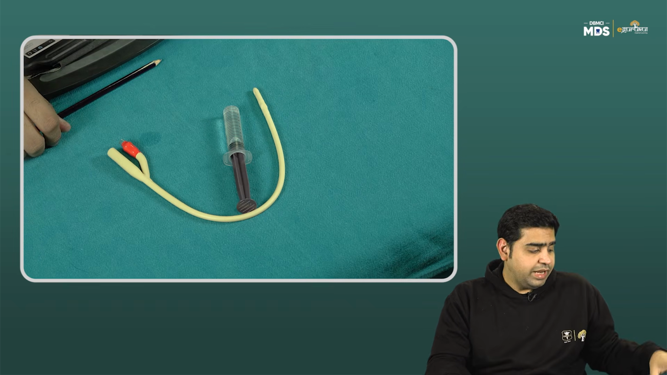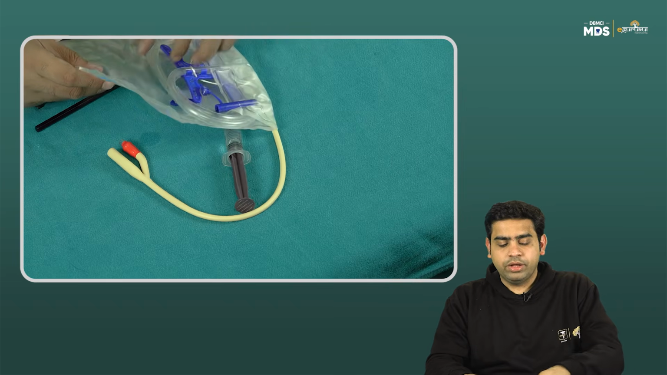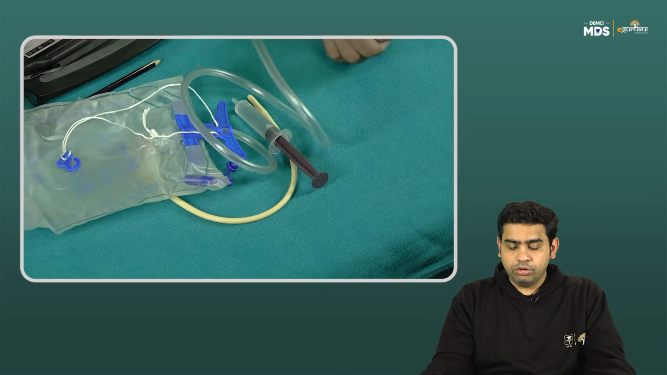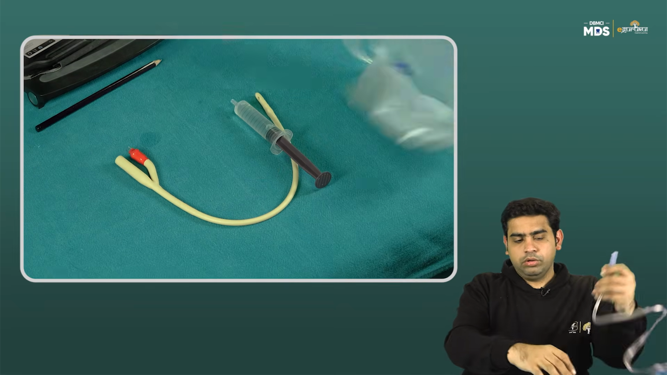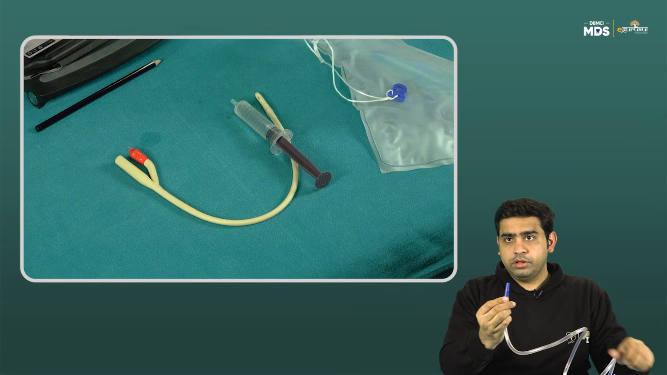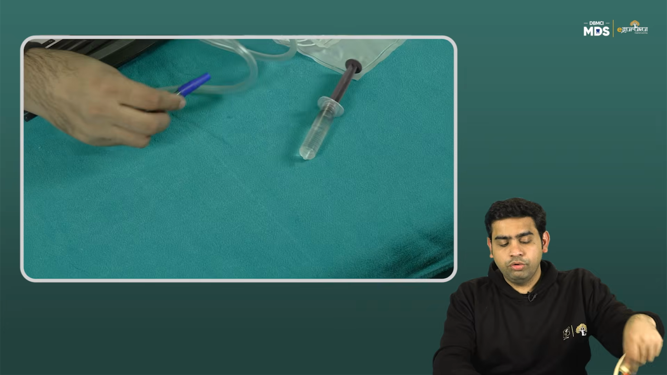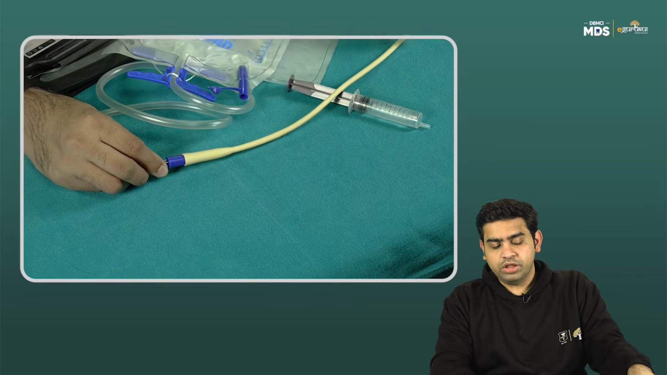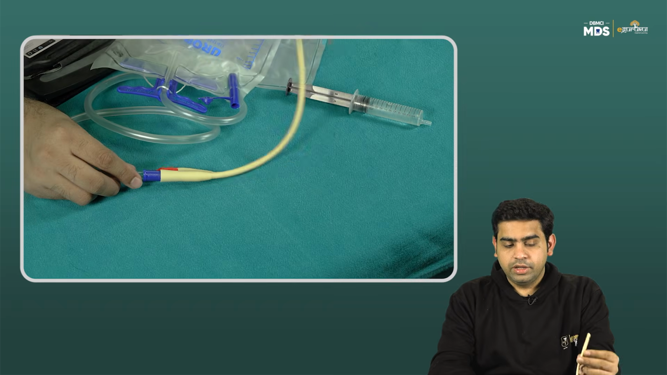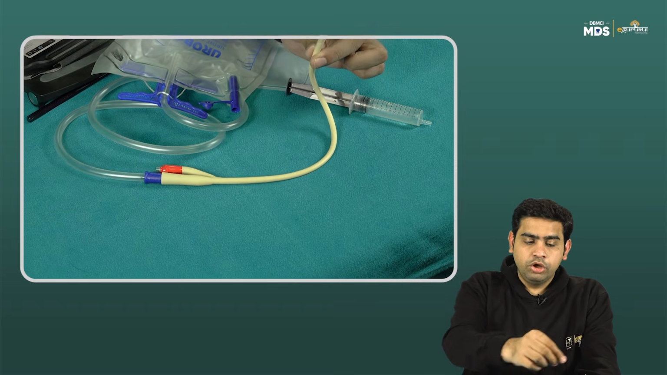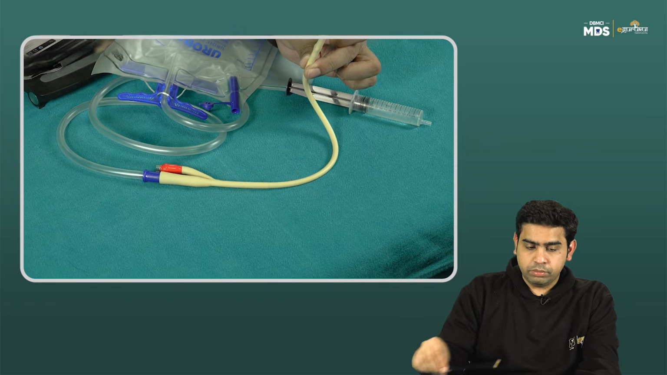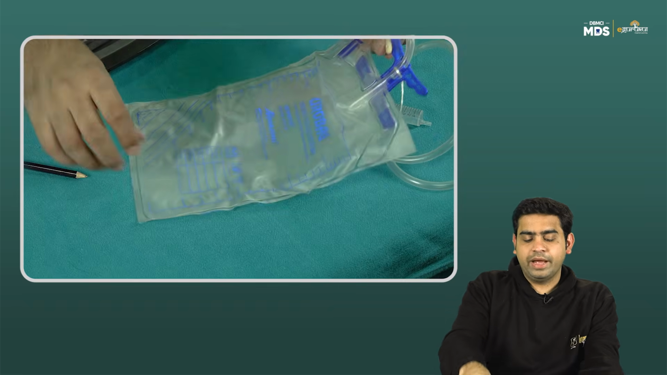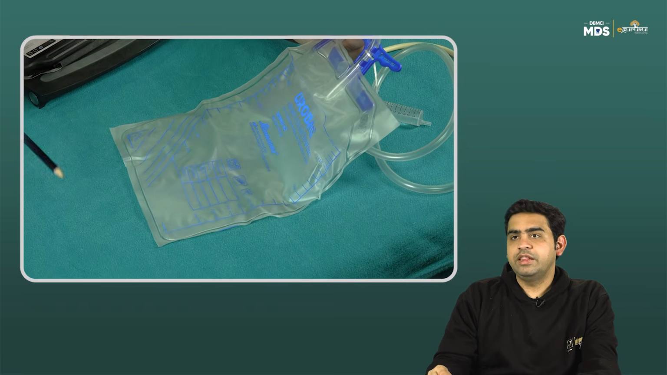Now lastly, I was trying to talk to you about the Euro bag. So what is this? This is a Euro bag. Nothing major about this. A couple of things. This is how you attach it to the channel. So now you have attached this Euro bag to the channel. Now this catheter is inside the urinary bladder. Urine is being drained from this catheter, and it is collected in this Euro bag.